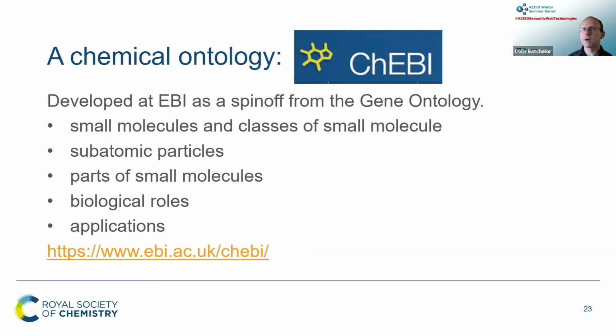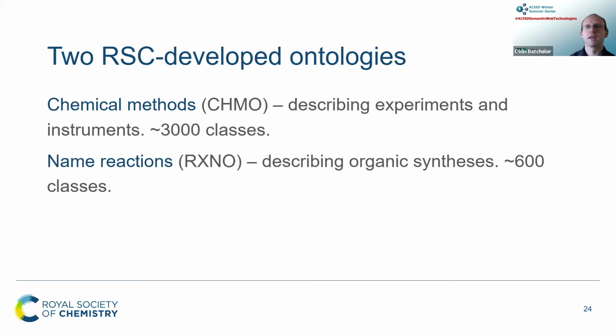It mentions parts of small molecules, such as, for example, imidazolium rings. Also, often people in articles talk about where a reaction happens in the molecule. It talks about biological roles, and it talks about applications as well. And it's online there. So I'll cover two that we developed at the RSC. The first one is the chemical methods ontology, and the second one is the named reaction ontology.